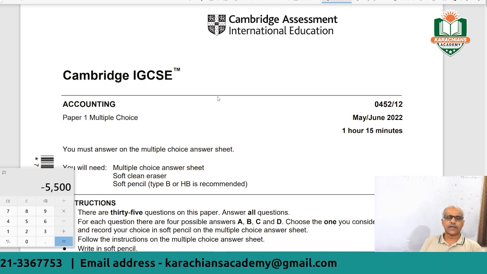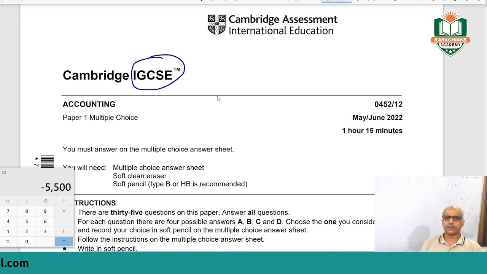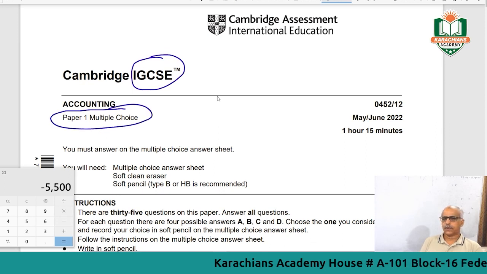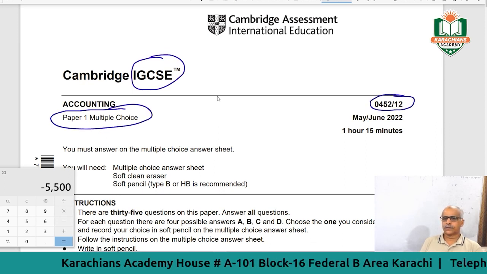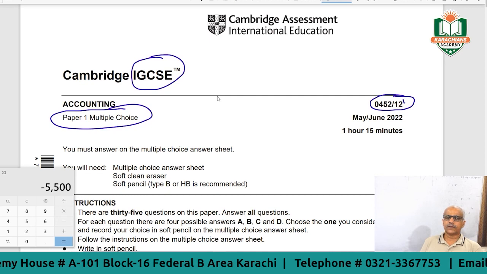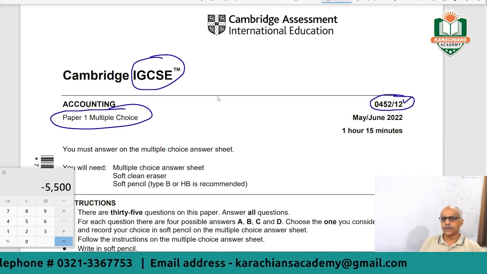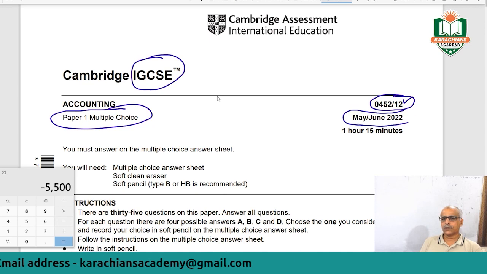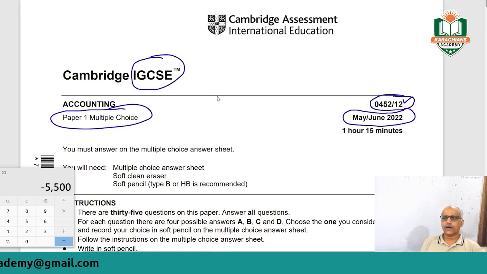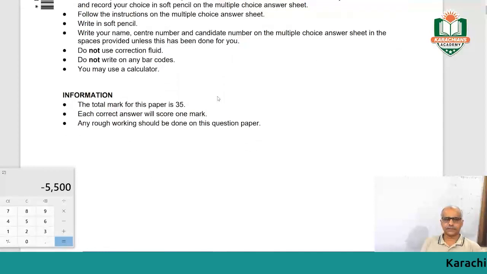So today we have selected IGCSE past papers of multiple choice questions, paper 0452, paper 1 and its version 2. We have selected the latest attempt of May-June 2022. So let's move on to question number 1.